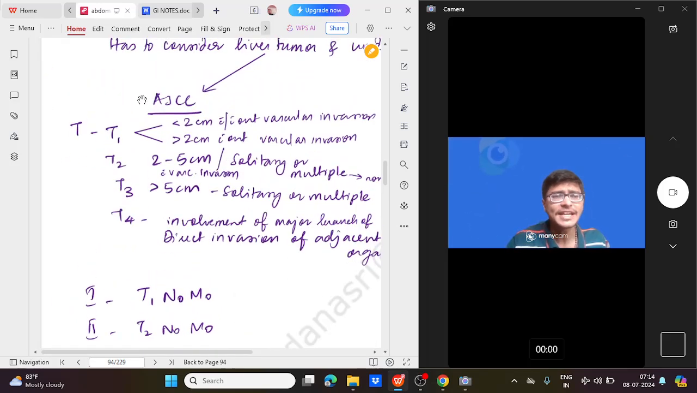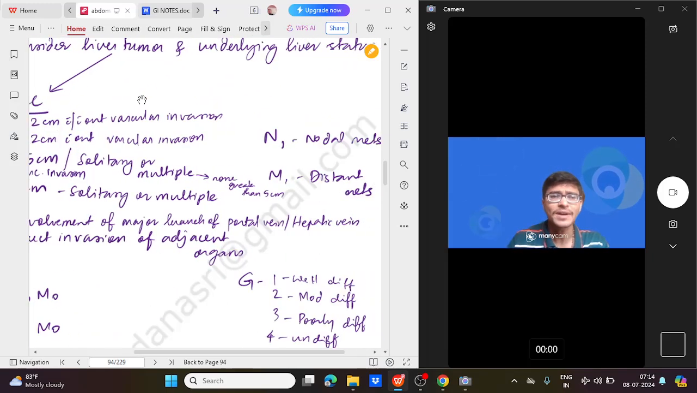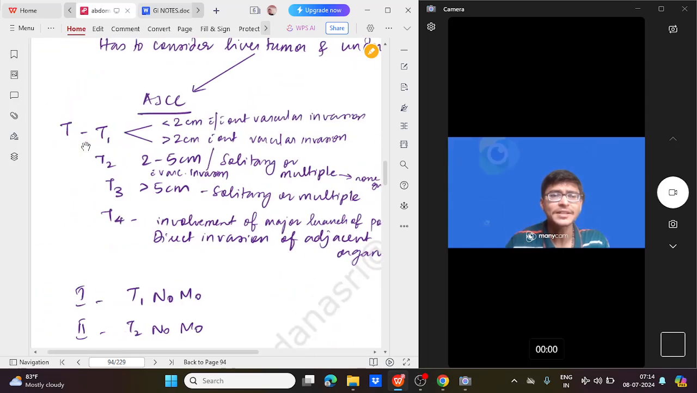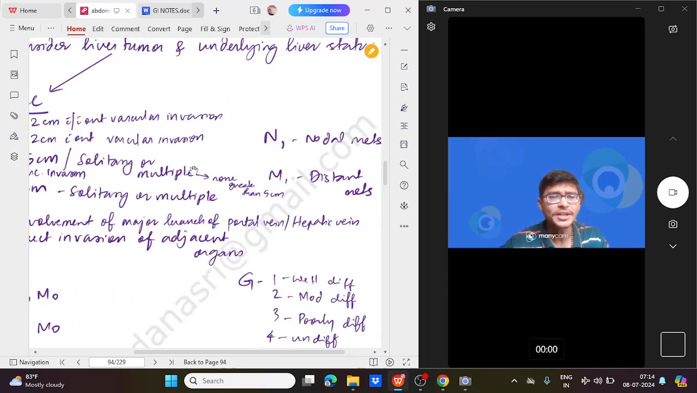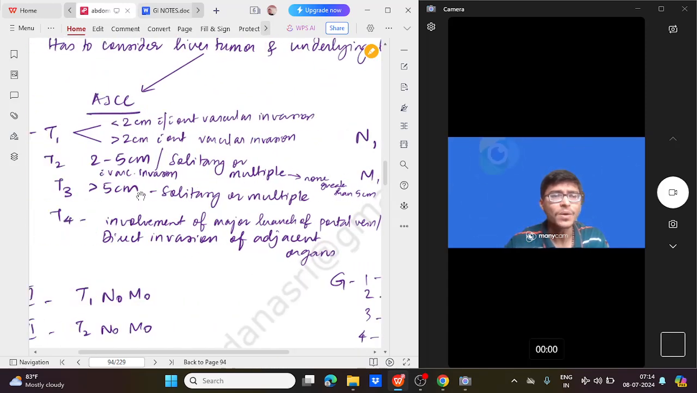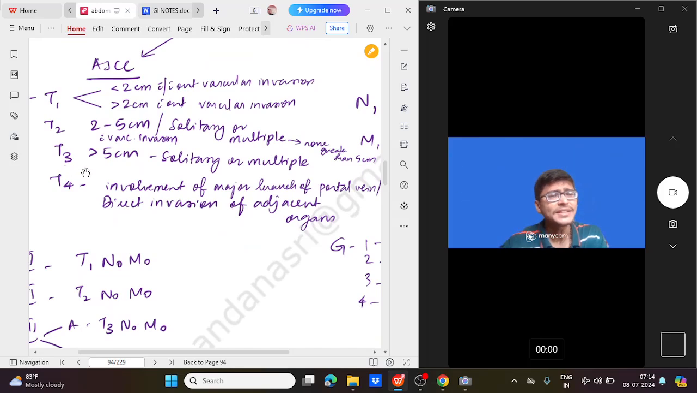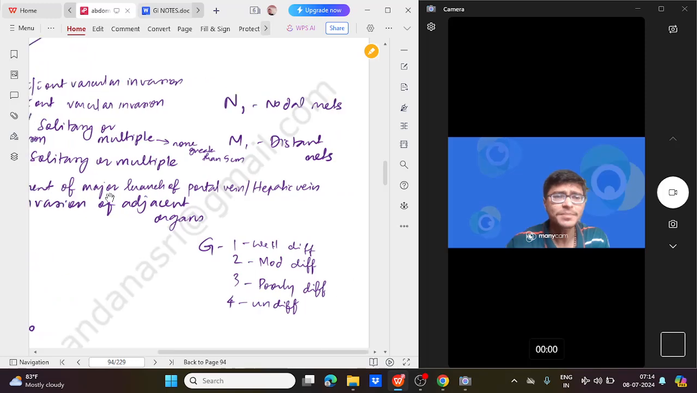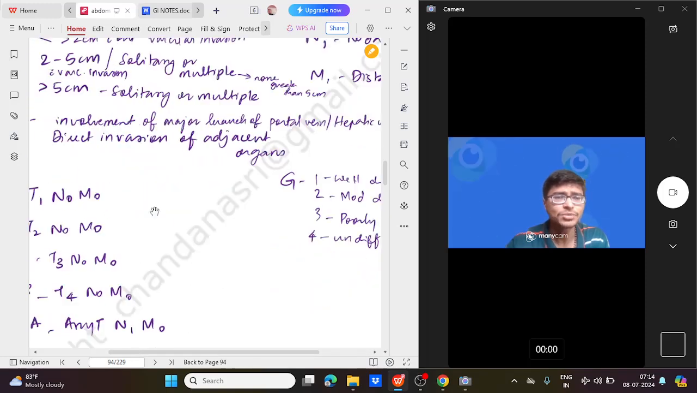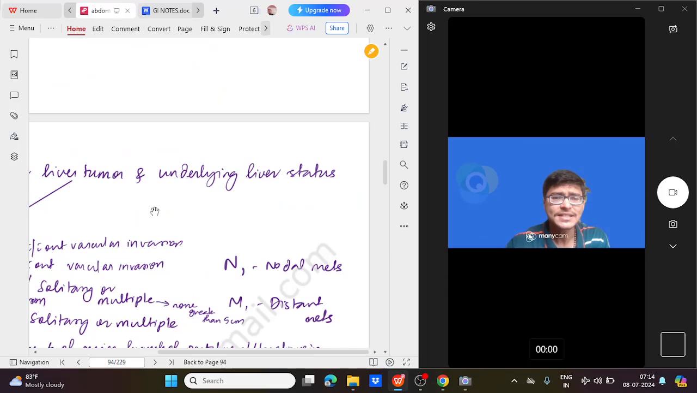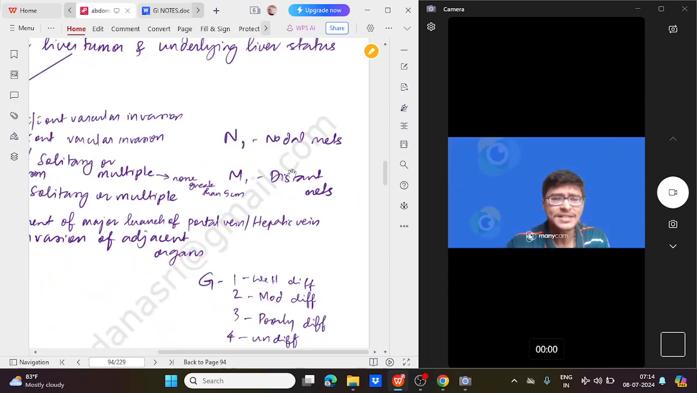So, tumor TNM staging: T1 will be a solitary tumor less than 2 centimeter with or without vascular invasion, or more than 2 centimeter without vascular invasion. T2 will be 2 to 5 centimeter, solitary or multiple, none greater than 5 centimeter, with the possibility of vascular invasion in case it is 2 to 5 centimeter. T3 is more than 5 centimeter, solitary or multiple. T4 is involvement of a major branch of the portal vein or hepatic vein, or direct invasion of adjacent organs. N is regional lymph node metastasis, and M1 is distant metastasis.